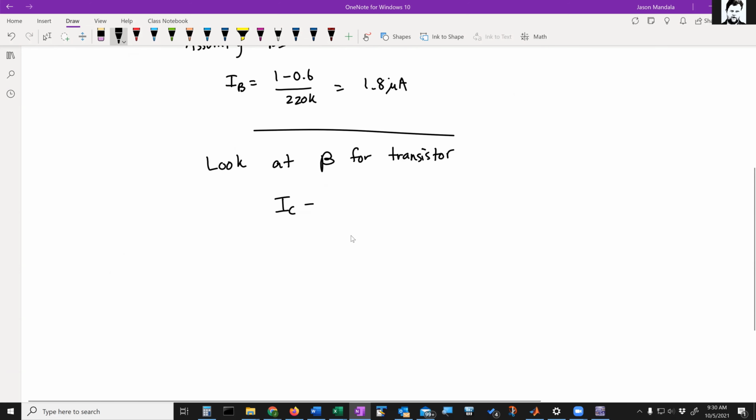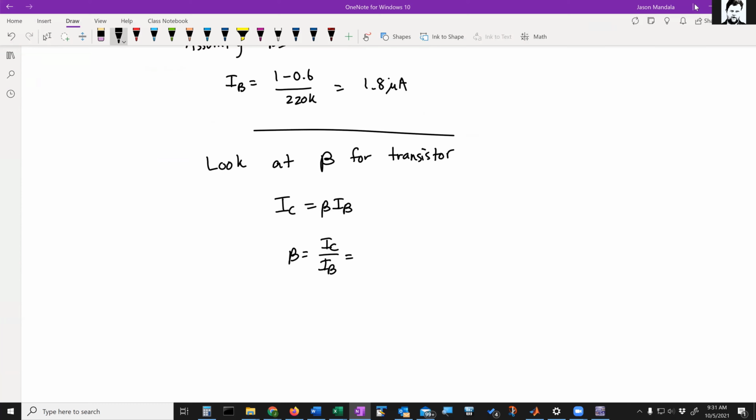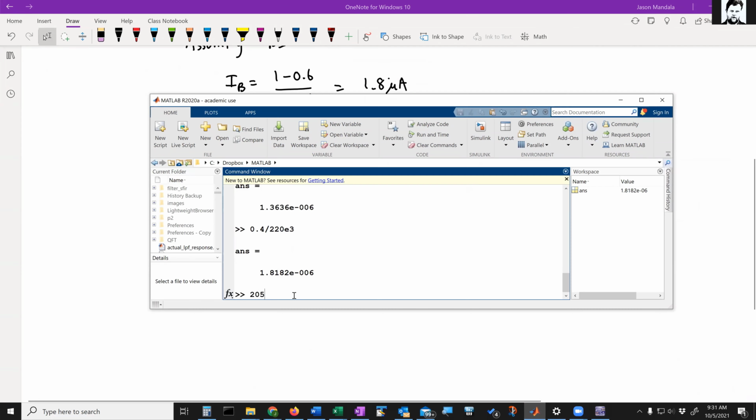All right, so we know this relationship IC is equal to beta times IB, and we can just solve that for beta. So if we measured IC and we measured IB, then we can just solve that for beta to figure out what that value is. So beta would just be IC divided by IB, and I think we measured 204. Let's just call that 205, roughly 205 microamps divided by 1.723. We'll take those two values and divide them.